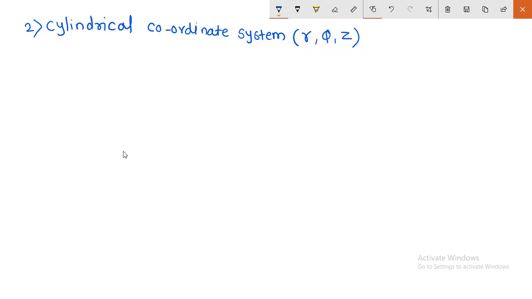Now how it is, we will see. Okay, so first consider one cylinder here. Before that, again we will draw the Cartesian coordinate system, because we are considering it with respect to that only. So it is x, y and z axis. Now draw one cylinder here.